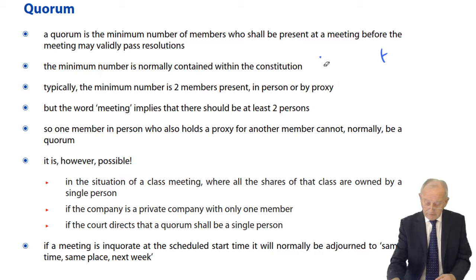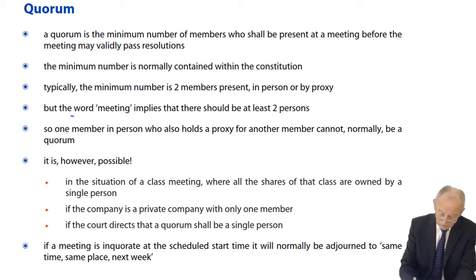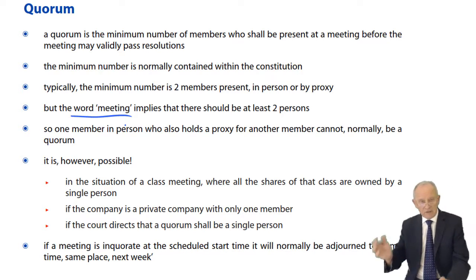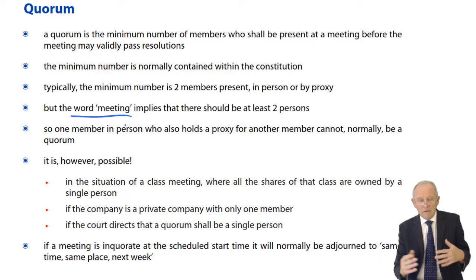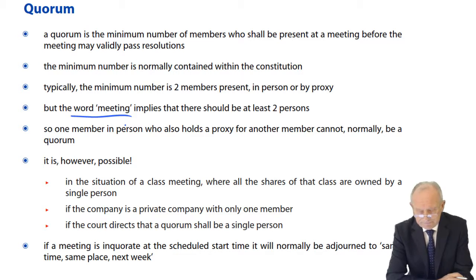Minimum number is normally specified within the Constitution, within the articles. Typically, a minimum number is 2 members present in person or by proxy. That's an interesting thing, isn't it? Because we're talking about meetings, and the word meeting implies 2 people. So can you have a meeting if only one person turns up? That's fascinating, isn't it? Can you have a meeting on your own? And the answer is, well, yes, you can.